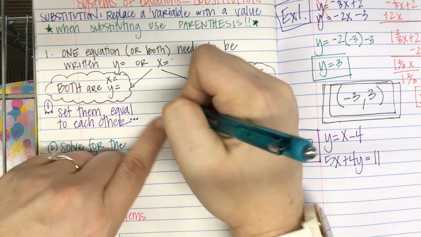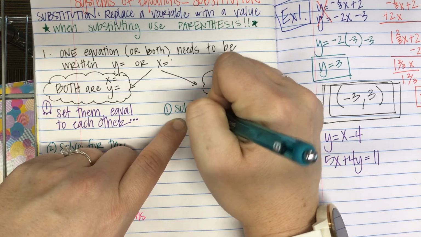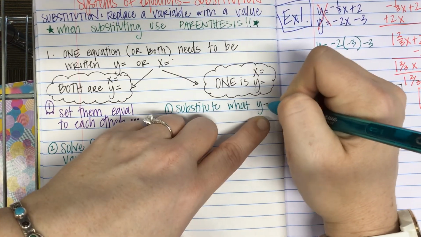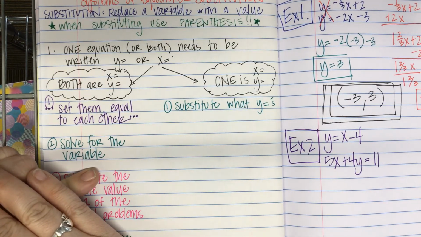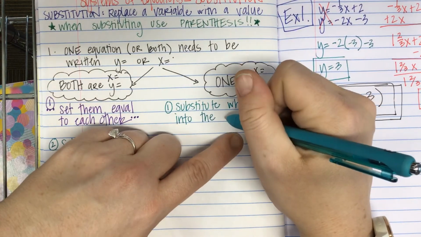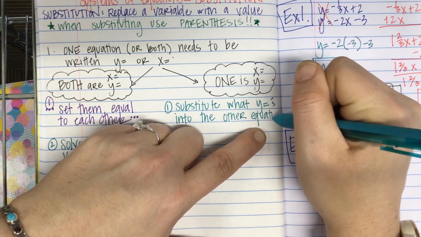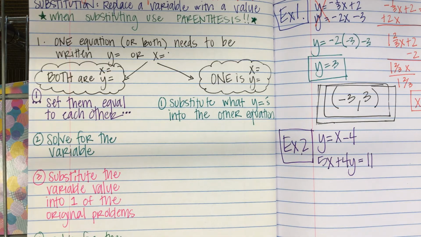All right, so if one is x equals instead of both, you are going to substitute what y equals into the other equation. You're going to substitute what y equals into the other equation.